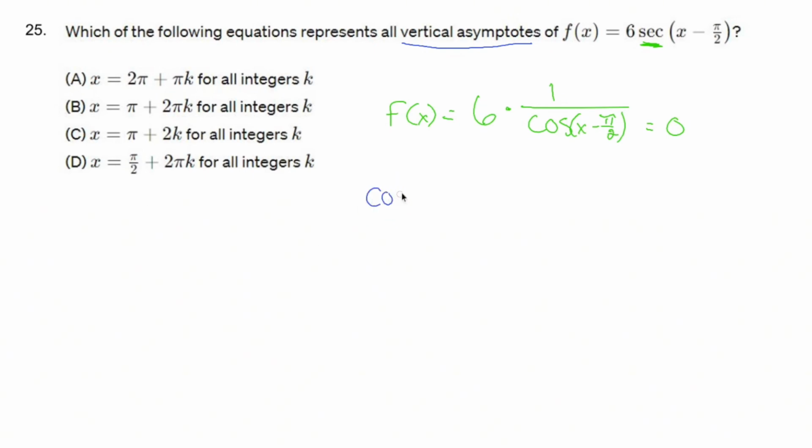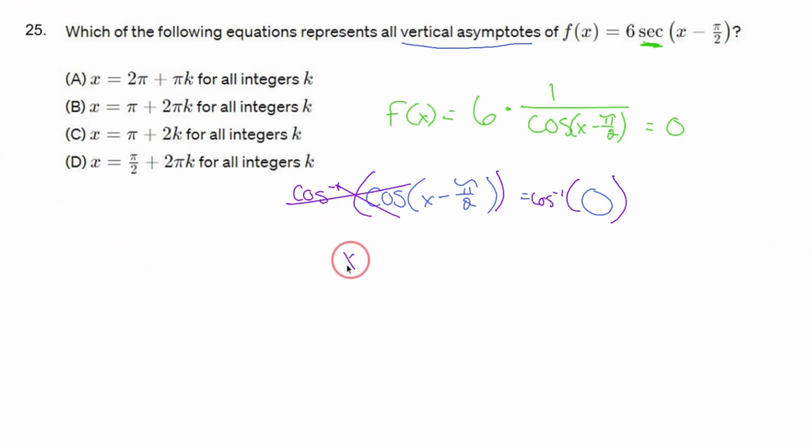So if I have cosine of x minus pi over 2 equals 0, and I want to get x all by itself, since I have cosine of stuff, right away I can inverse cosine both sides. Bada bing, and that leaves me with x minus pi over 2 equals whatever the inverse cosine of 0 is. So cosine is x, so what angles give me an x value of 0? Two of them, pi over 2 and 3 pi over 2.